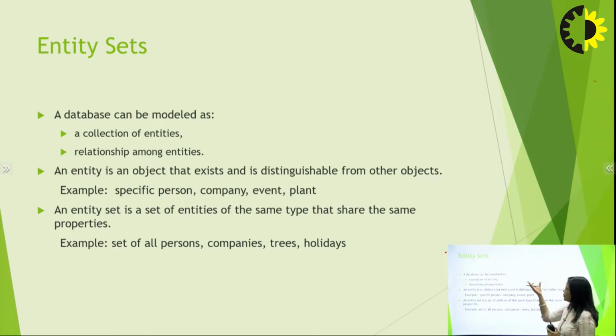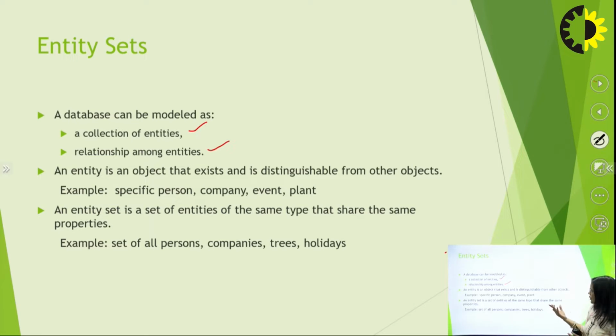Whenever we are modeling our database, it will be a collection of entities as well as the relationships among these entities. So whenever we are building an ER model, it will be a collection of entities and we will make the relationships between those entities. This is how we will represent the ER model for a particular enterprise like a school, college, hospital, bank or any other company, right?